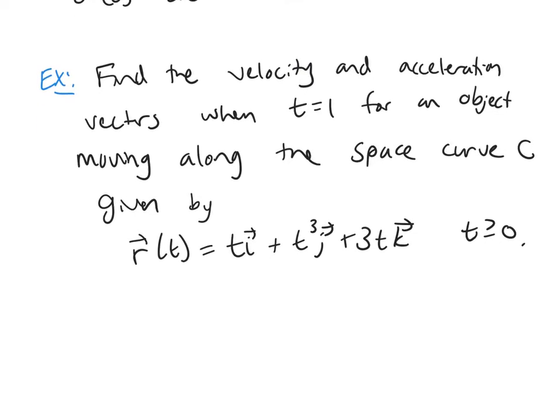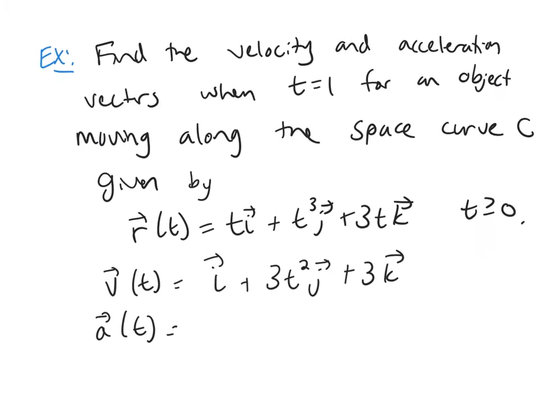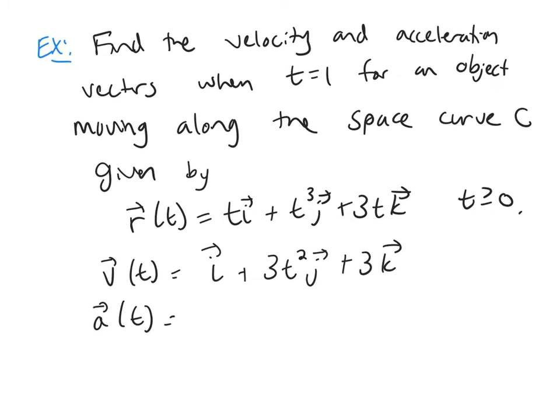So I need to find the velocity and acceleration vectors first. So let's find v of t. Take the derivative. You get i plus 3t squared j plus 3k. And now find acceleration. Take one more derivative. You'll have 0i plus 6tj plus 0k.